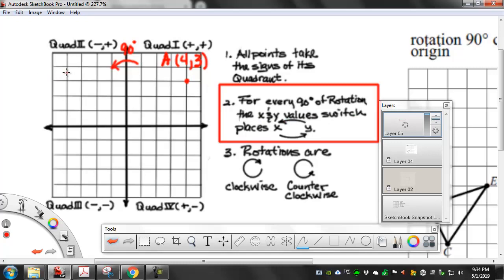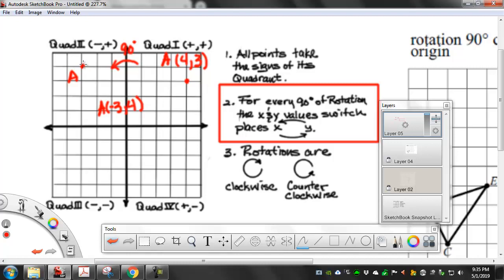So that means our new point A will be the 3 and 4 switch places, and then the ordered pair takes the sign of the quadrant, which will make the 3 negative and the 4 positive. So all points take the sign of its quadrant. So we'll go ahead and change that. So the 3 is negative. So when we graph that ordered pair, negative 3 and up 4, that's where the new A would be if I rotate it 90 degrees from the first quadrant.